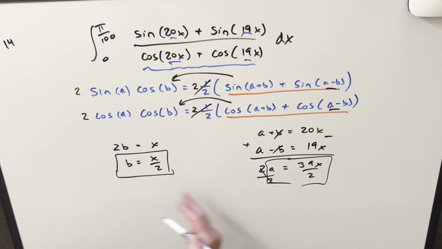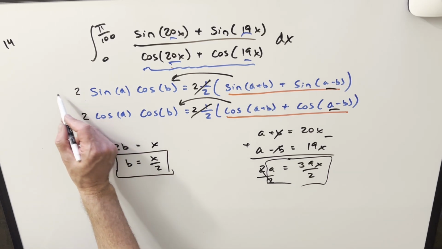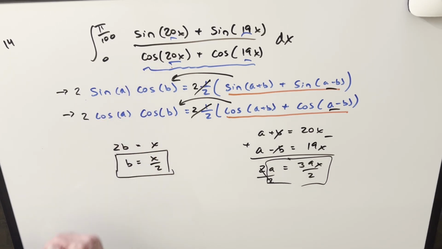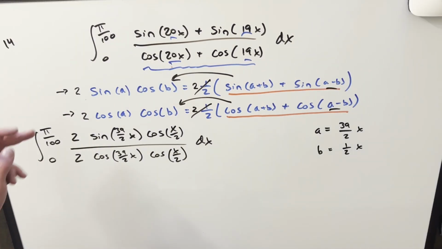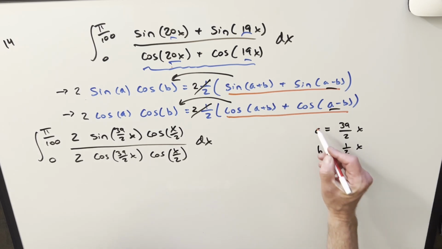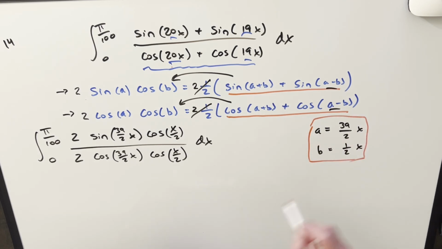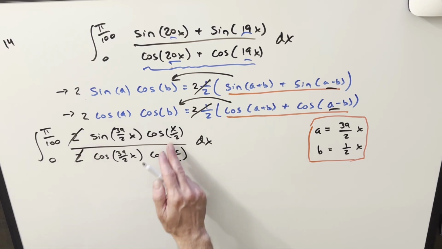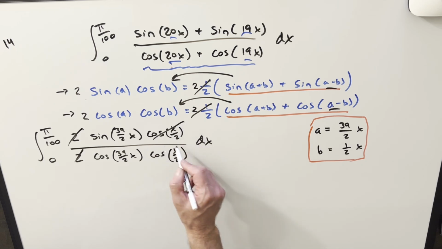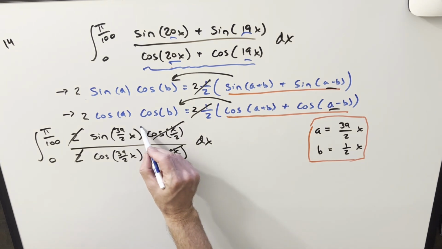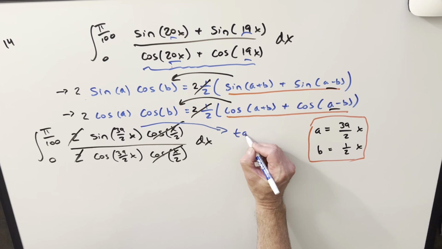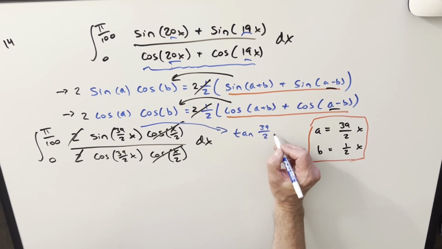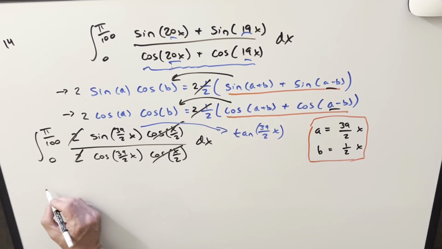Now that we have this a and b value, we can go to the formula and plug it into our integral, and we should get some really good simplification. Now that I've rewritten the integral using the formulas with our a and b values, we can get some cancellation. We've got 2 in front of both, so we can cancel the 2's. And cosine of x over 2 over cosine of x over 2 also cancels. So the whole thing is the same as tangent of 39 over 2 x. Then let's go ahead and integrate it.